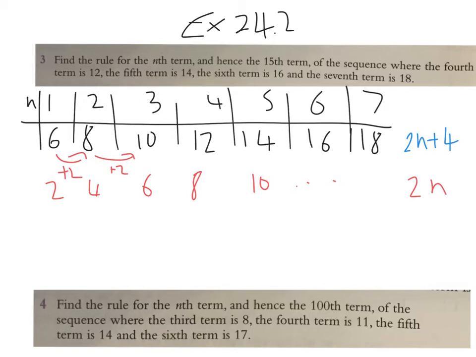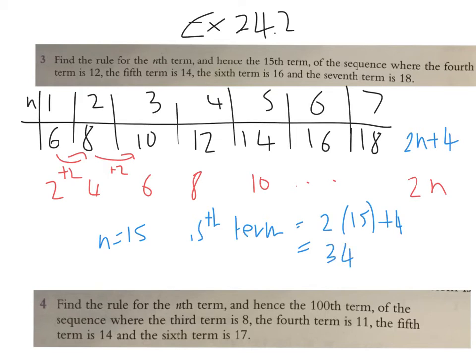We also have to find the 15th term. So when n equals 15, the 15th term is 2 times 15, which is 30. And then when you add on the 4, you get 34.